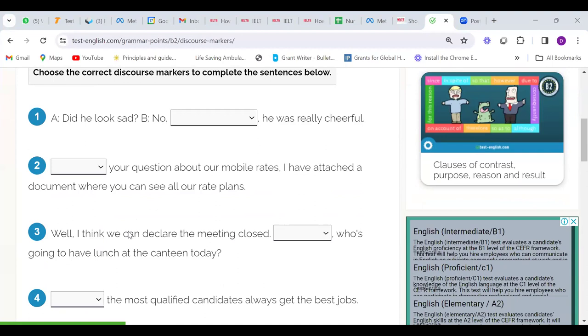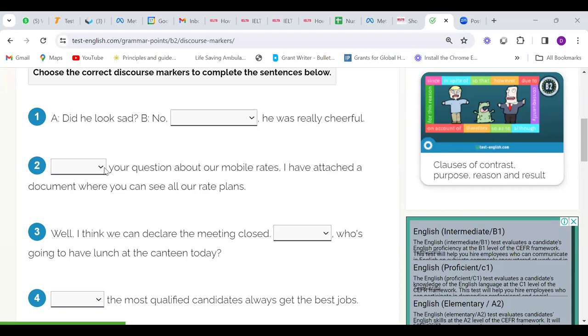Question two: Dash, your question about our mobile rate, I have attached a document where you can see all our rate plans.